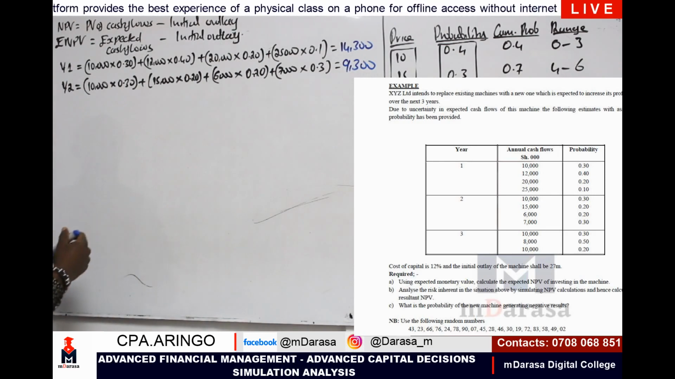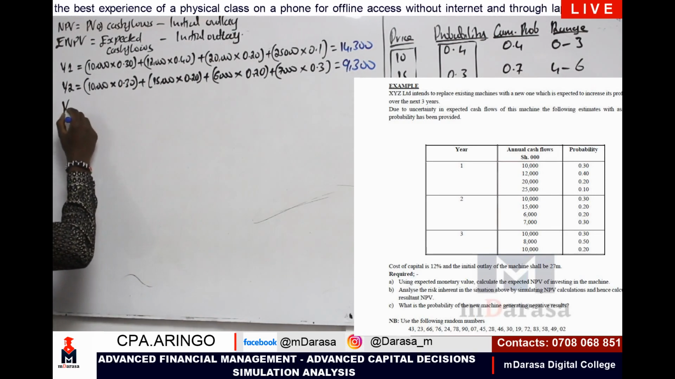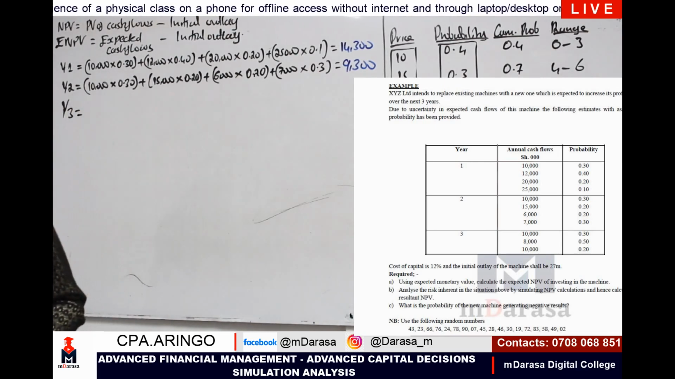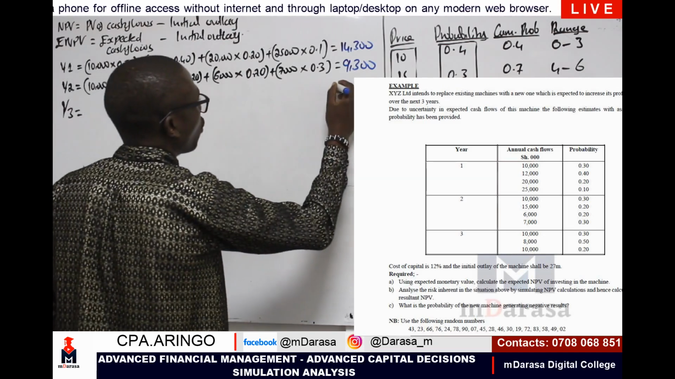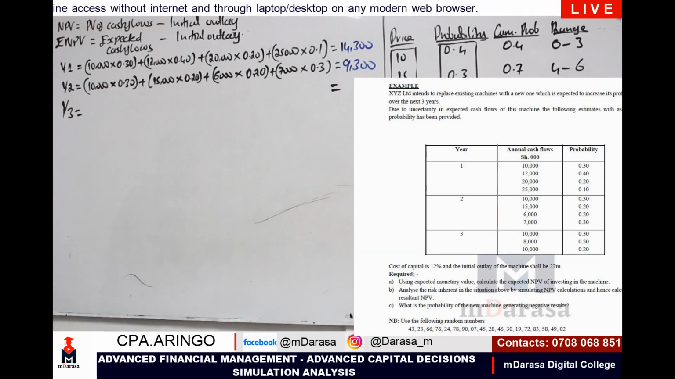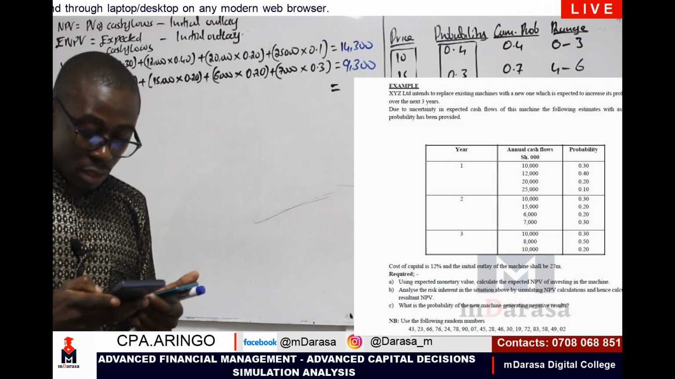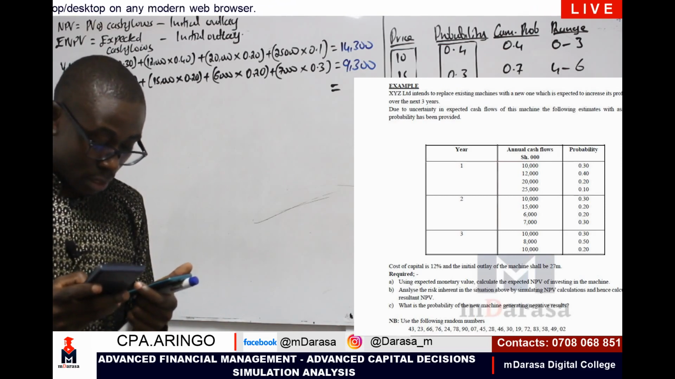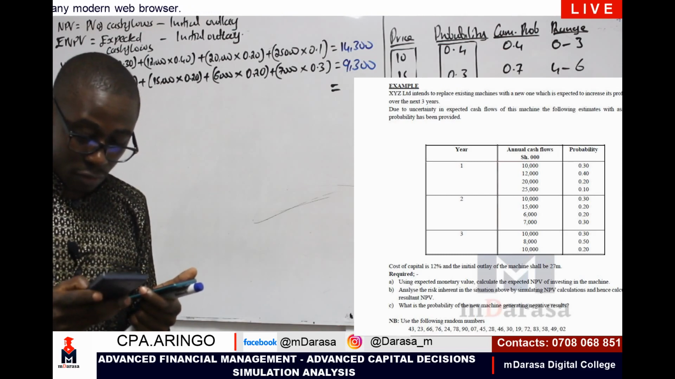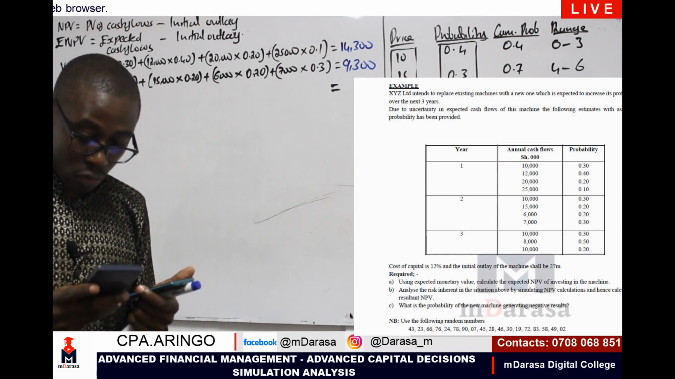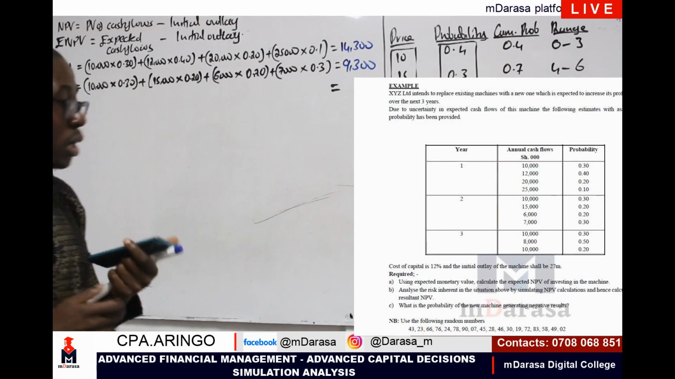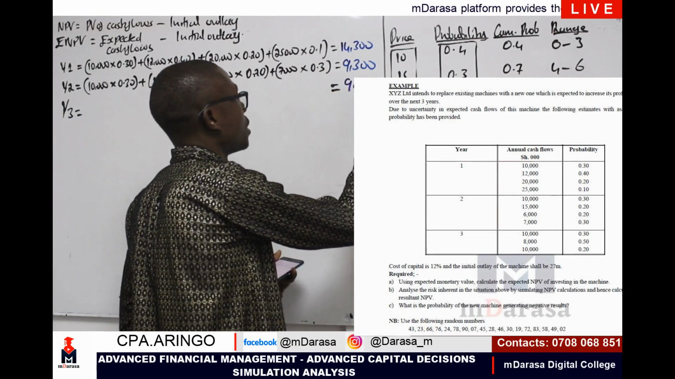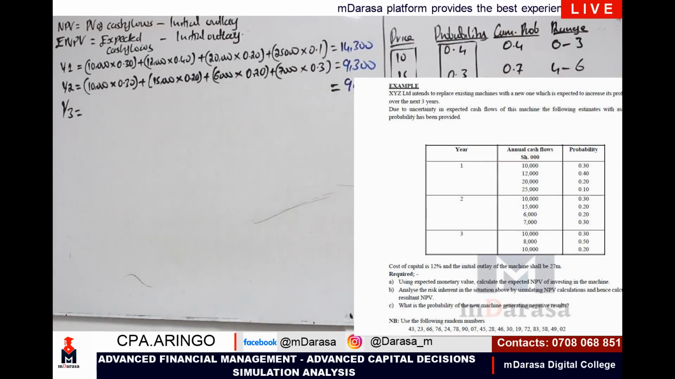We are looking at year 3 now. Year 3, what will we be having? The same procedure will apply, which now you can do very comfortably. So I'm going to work it out quickly using my calculator. I'm having, in brackets, 10,000 times 0.3 plus 8,000 by 0.5 plus 10,000 by 0.2. So I'm getting 9,000. So this is our expected cash flows in year 3.